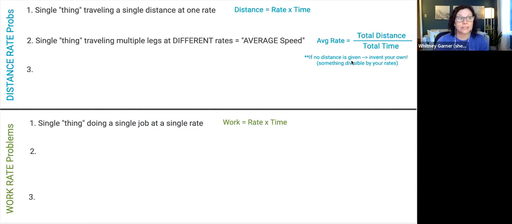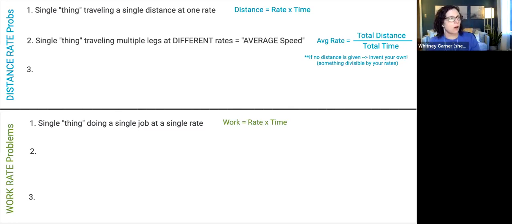And we saw in that lesson as well that often the distances are not given, because if they give you the distance, it makes the problem feel a little easier. That said, if they don't give you the distance, you get to make up your own. So at the end of the day, it doesn't really matter if they give you the distance or they don't. We can use smart numbers to invent our own.